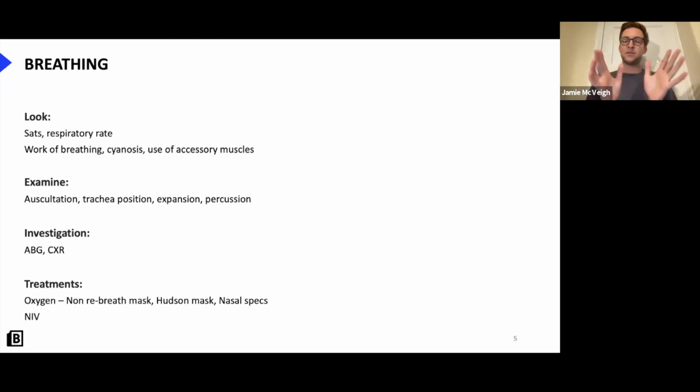And then in terms of the patient themselves, you're looking at their work of breathing. So how do they look? Do they look tired? Is their respiratory rate particularly high? Are they taking very shallow breaths? Cyanosis: are they a bit blue in the fingers? And even worse, are they a bit blue around the lips or on the tongue? That's central cyanosis, around the mouth, and is a sign of severe hypoxia, so you need to be very careful there.